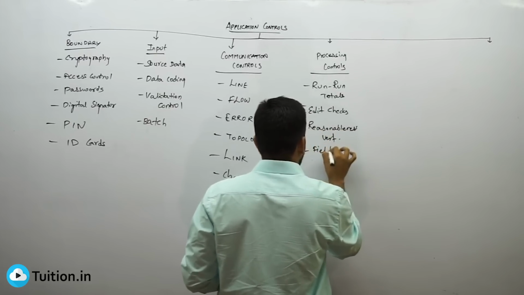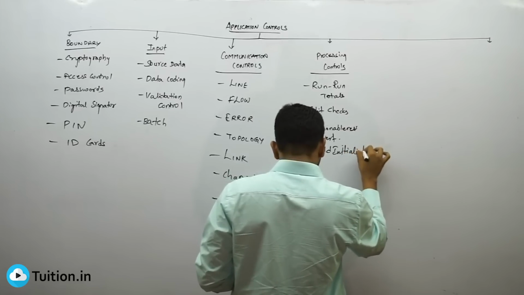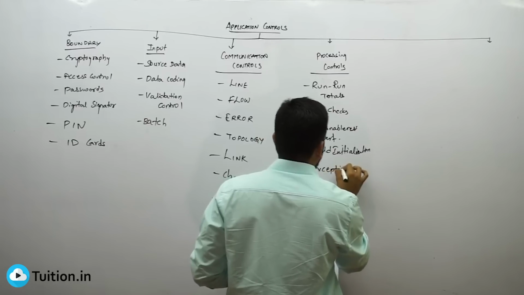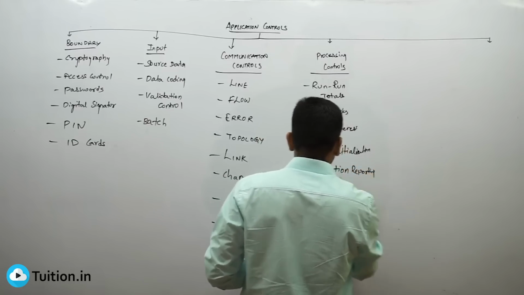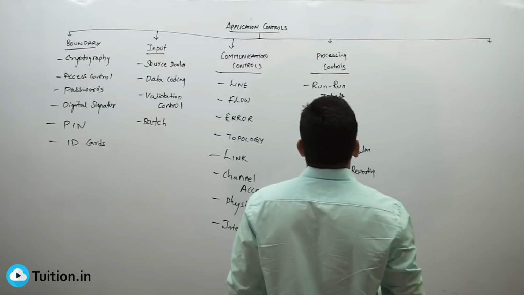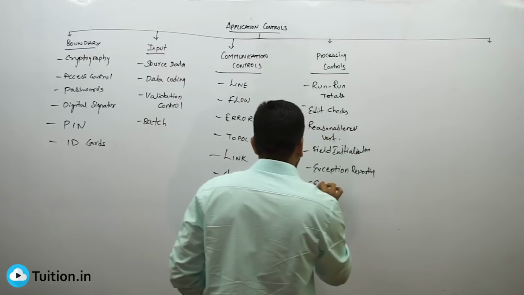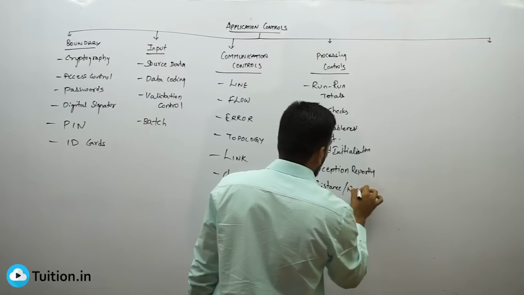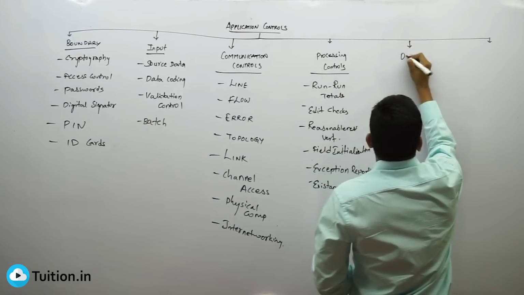Field initialization is all about what? Setting everything to 0 before you start field initialization. Then exception reporting. Exception is something that goes wrong, exception reporting. And then towards the end for processing controls we do have something for existence or recovery controls.